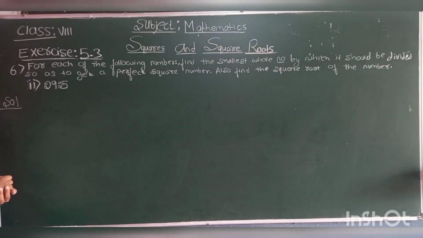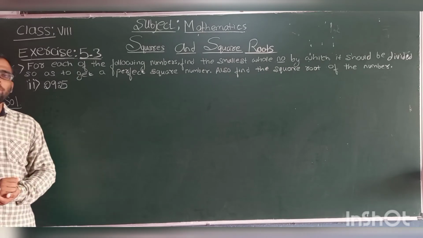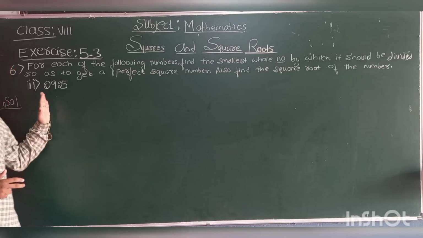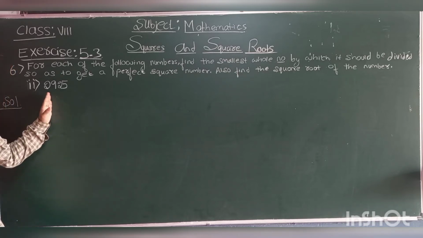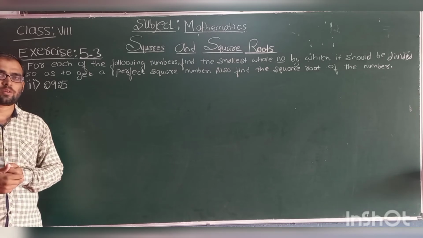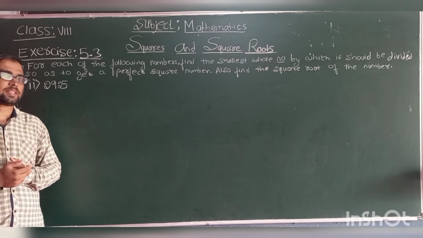Students, let us solve the second question. Okay, so what is that? 2925. We need to find a number such that when we divide 2925 by that number, we will get a perfect square. So again, what do we need to do? We need to factorize this number.